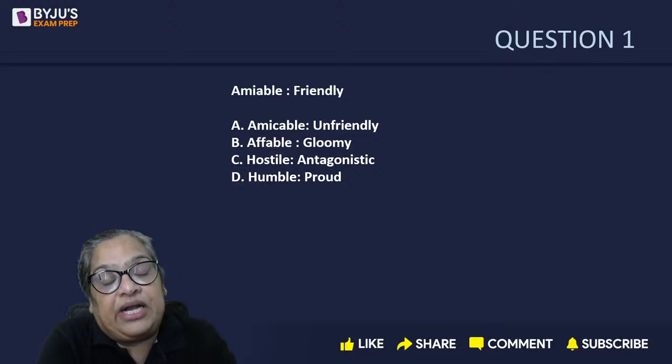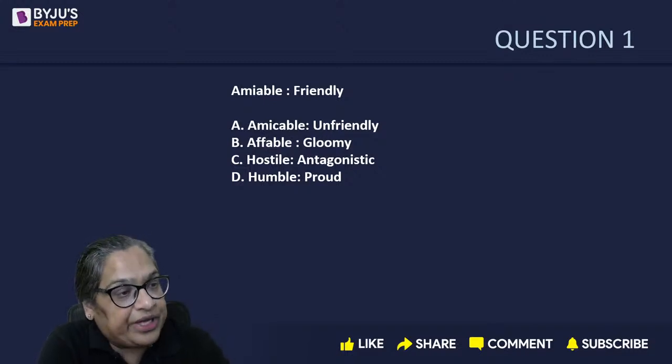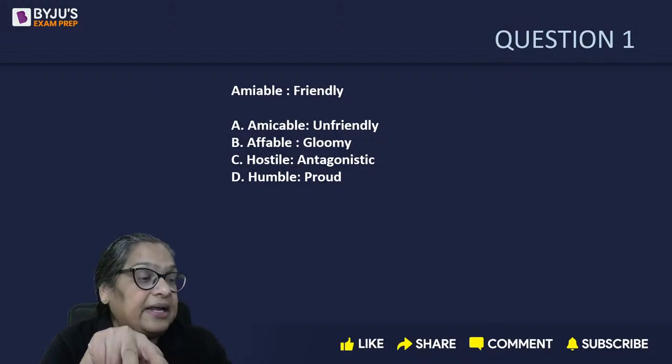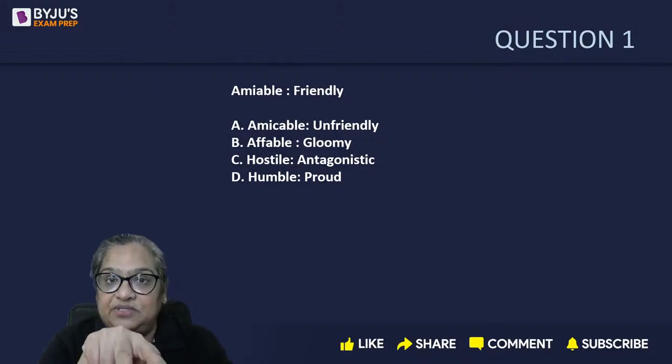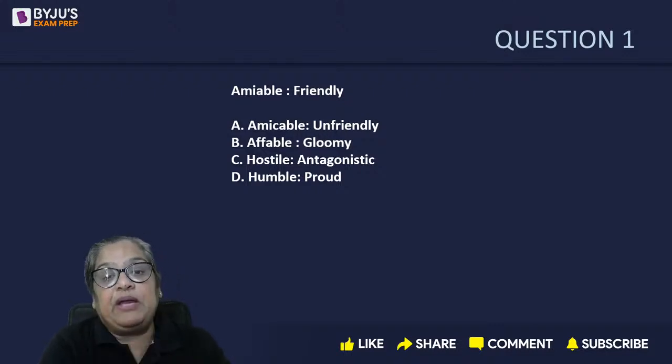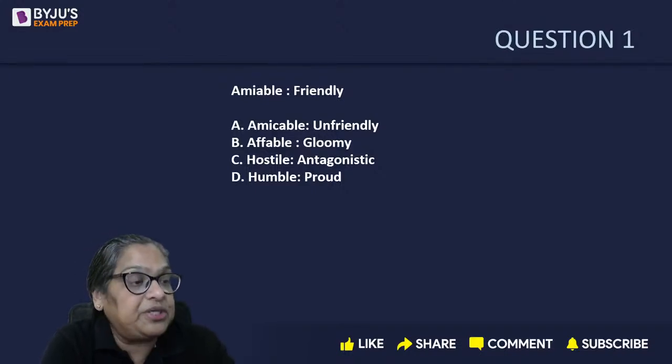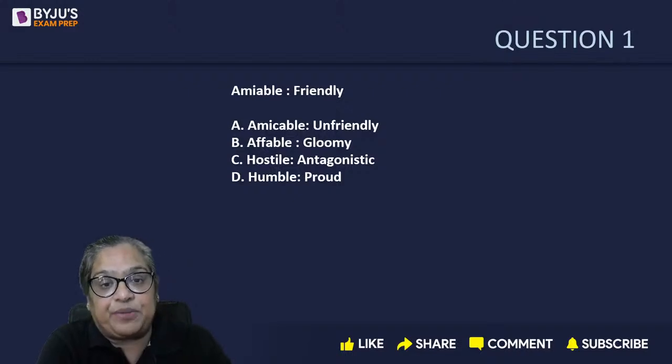Amiable is to friendly. What is the relationship? First identify. Your vocabulary has to be good. Amiable means friendly. So they are related. They are synonyms. So they have a synonymous relationship. Amiable means friendly, as which of the option pairs has the same relationship? Amicable is to unfriendly.